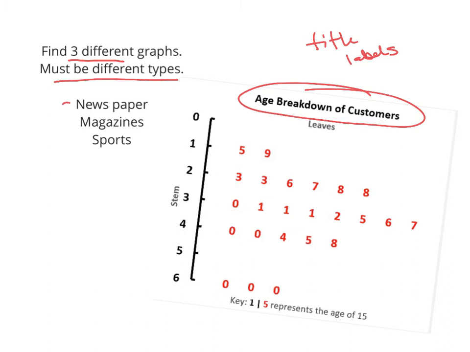Look in newspapers, look in magazines, sports information, that kind of stuff. Anything that you're interested in, go out and see if you can find a graph. Don't just do Google Images. Try to find an actual graph, and you need 3 of them.